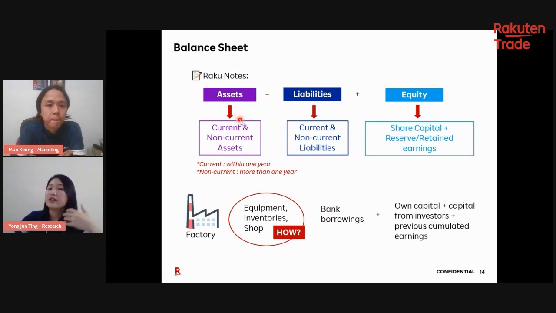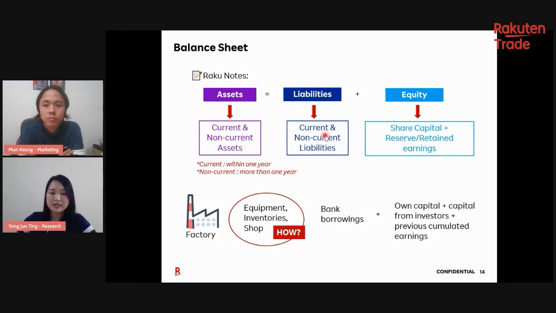Assets are of different kinds, but mainly we categorize them into two: current assets and non-current assets. Likewise, liabilities are current liabilities and non-current liabilities. Current means within 1 year. Current assets are assets that can be liquidated, turned into cash, within a year, like your deposit. Non-current assets are mostly fixed assets that are very hard to liquidate into cash within a year, like your property and your equipment. Those are very hard to sell within a year.